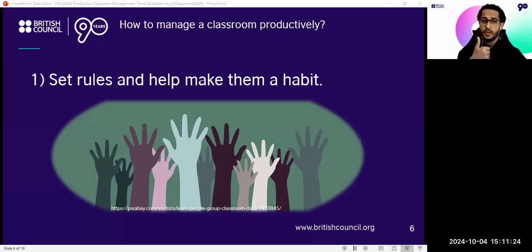We set rules for anticipated behavior within the classroom, but this is not the end of the story. You have to make these rules a habit. How? How do you think we can make our rules a habit? Can you suggest in the chat box? After setting our rules, how can we make them a habit? Needs to be considered matters.